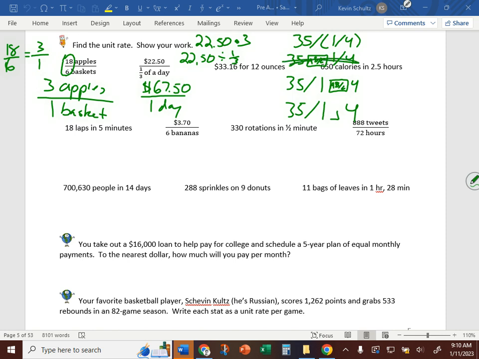Don't pay attention to this part here. But 35 divided by 1 ABC 4, that's what you see in your display, and you get 140 as an answer. Okay? So either way is fine.